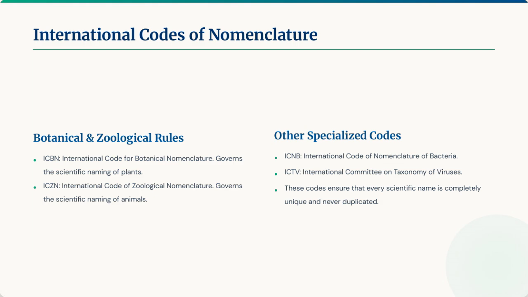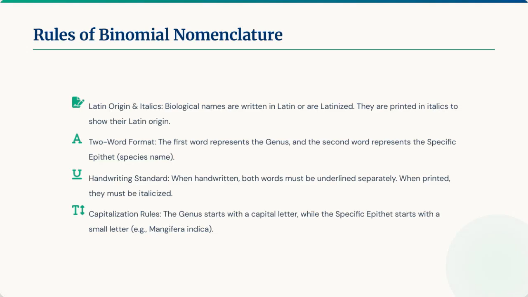diversity of life. When we talk about the rules of binomial nomenclature, there are several key points to keep in mind. First, biological names are always written in Latin or are Latinized, and to highlight their Latin origin, they are printed in italics. This is a universal convention that helps distinguish scientific names from common names.